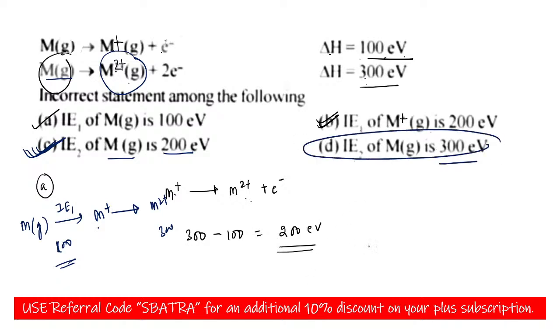This is your fourth statement. Ionization energy 2 of metal gas is 300 electron volts. So which is basically correct. Option B is correct, so definitely this is not going to be your incorrect answer. Is it clear to all of you? Any doubts? So option D is your correct answer for this question. Ionization energy 2 of metal gas is 300 electron volts, so that is absolutely incorrect. So this is your answer, option number D. Now let's go to the next question.